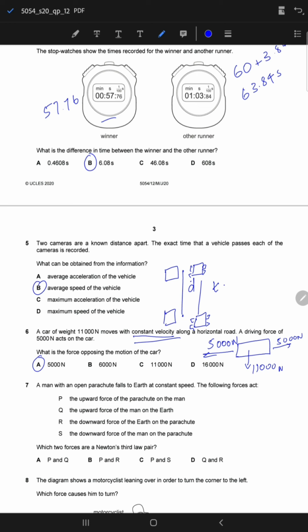When you have zero resultant, by the formula F is equal to ma, you have zero acceleration, and you have constant velocity, right?